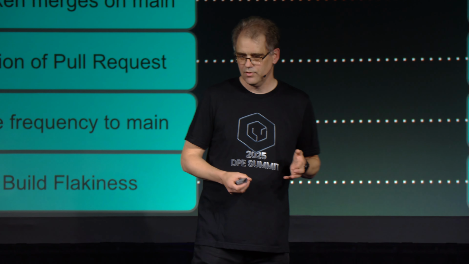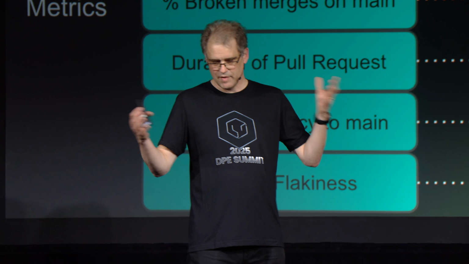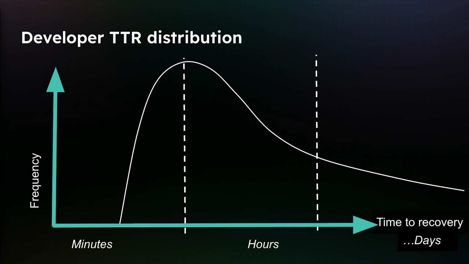And in particular, the developer TTR measures the ability of developers to create value or to fix value on a day-to-day basis. And the distribution of this metric looks like this. The first thing is that no bug, no problem can be fixed faster than you can build the code. So there are zero fixes faster than the build time.